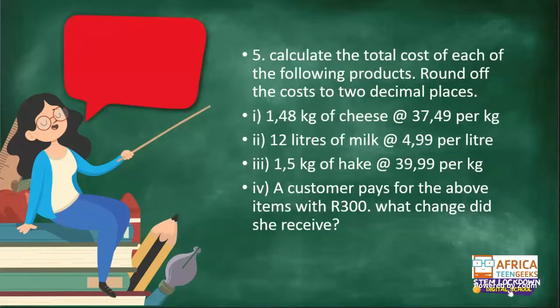Just want to rephrase my question. I'm saying that you need to calculate the total cost of each of the following products and round off your cost to 2 decimal places. Now, the first one is 1.48 kg of cheese at 37.49. So we know 1 kilogram is 37.49. How much will 1.48 kg cost? That's what we need to know. Work it out and then you write it down.